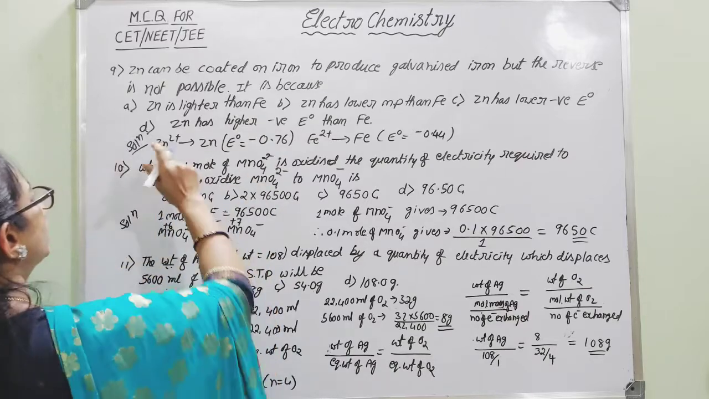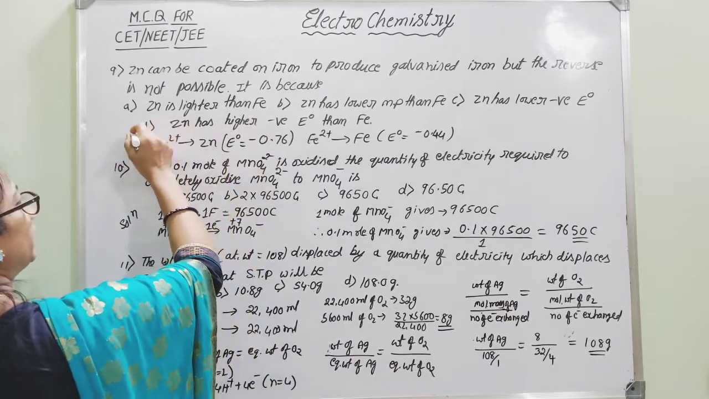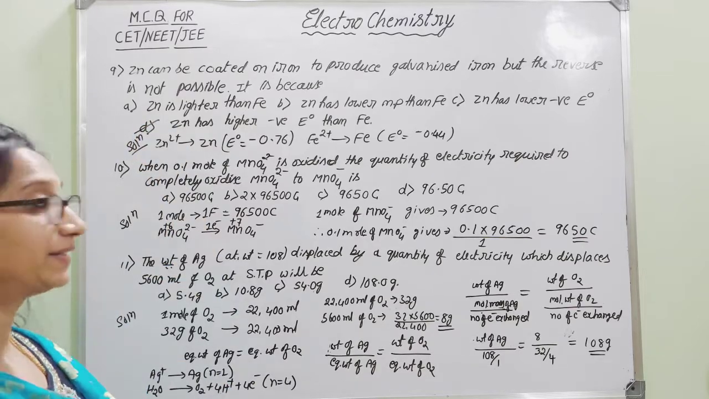Okay? Therefore, which is the right option? Zinc has a higher negative value than iron. That is the right option.